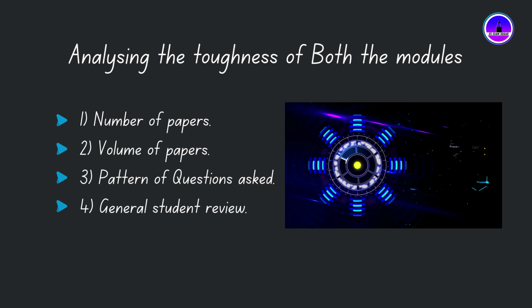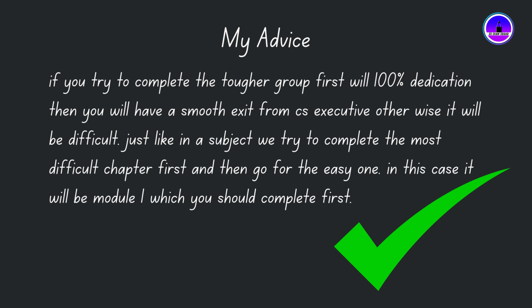Now at the end of the story, my general advice would be, if you try to complete the tougher group first with 100% dedication, then you will have a smooth exit from CS Executive. Otherwise it will be difficult. Just like in a subject, we try to complete the most difficult chapter first, right? And then go for the easy ones. In this case also we are doing the same. Module 1 is tougher than module 2 in terms of subjects, volume and content. So I would advise the students to go for module 1 first and then module 2.